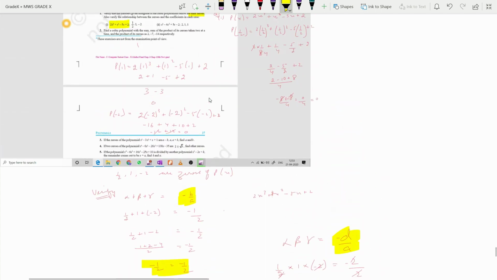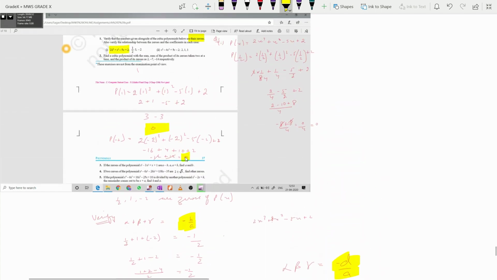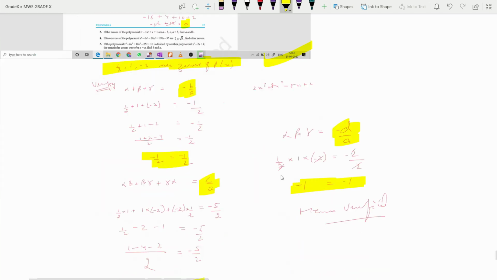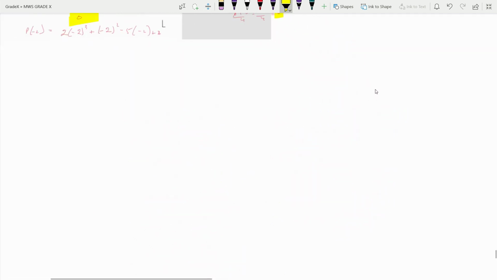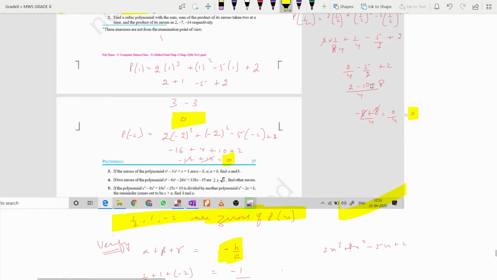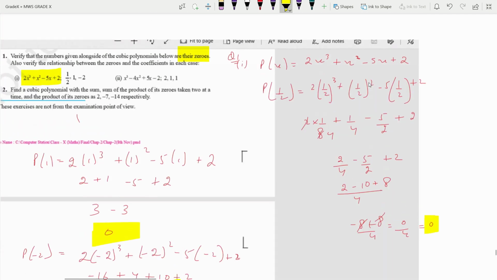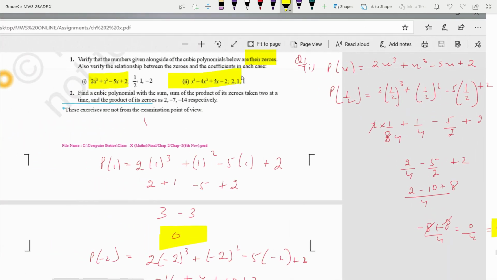And here also we have verified that the answer was 0, so that's why these are the zeros of the polynomial. So I have written that. One conclusion is this which they have asked, and the second conclusion is these three which they have asked, whether it is verifying or not. So this is clear. In the same way you can do the second part of the question.